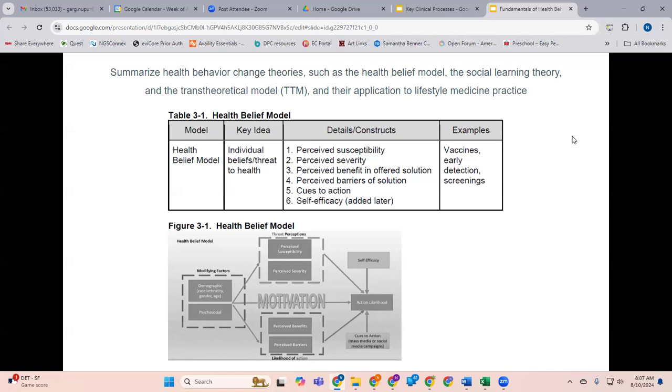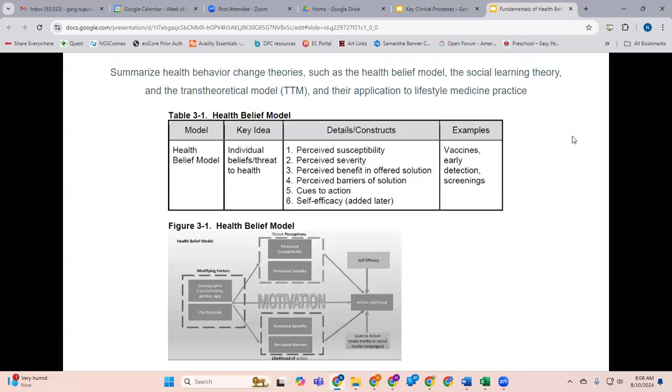So the health belief model has to do with people's own personal beliefs about their own health: their perceived susceptibility, so if they believe it's a threat to them; perceived severity, that they're going to suffer some major condition from what you're explaining; and perceived benefit and offered solution. They have to actually believe in the solution that you're offering, and the perceived barriers of the solution. So they also have to think that it's not going to be impossible for them to do.